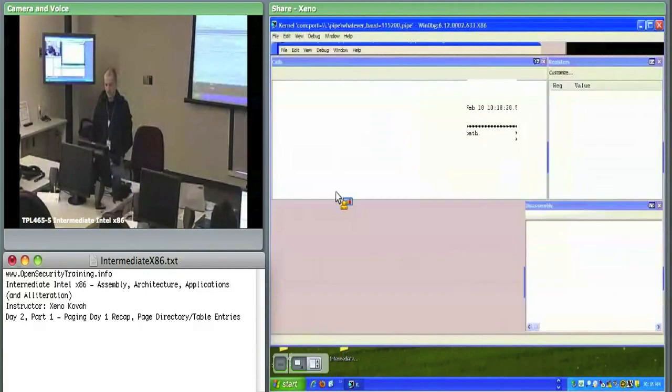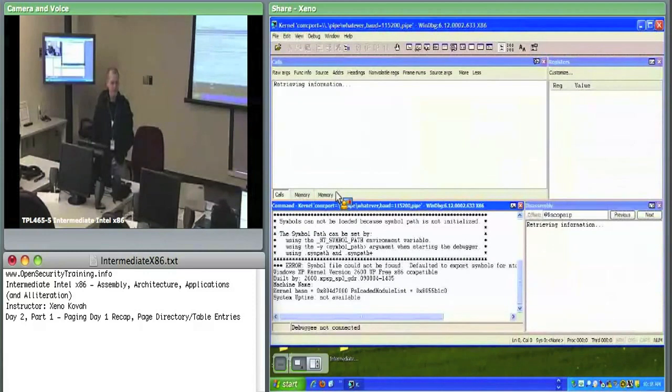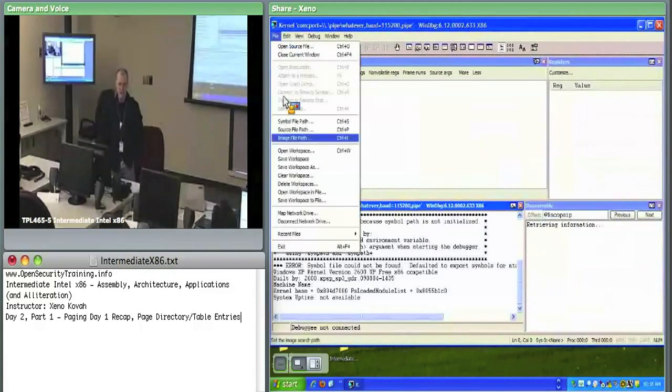So there, yeah, see, I got my environment back up still. FYI, if you're ever worried about losing all your windows and stuff, you can go to File and Save Workspace.